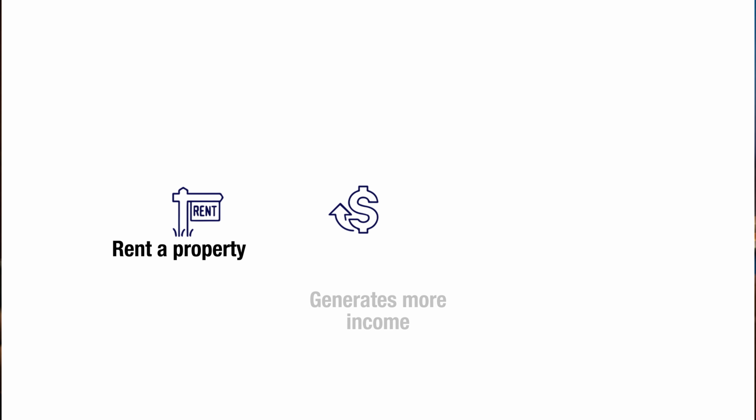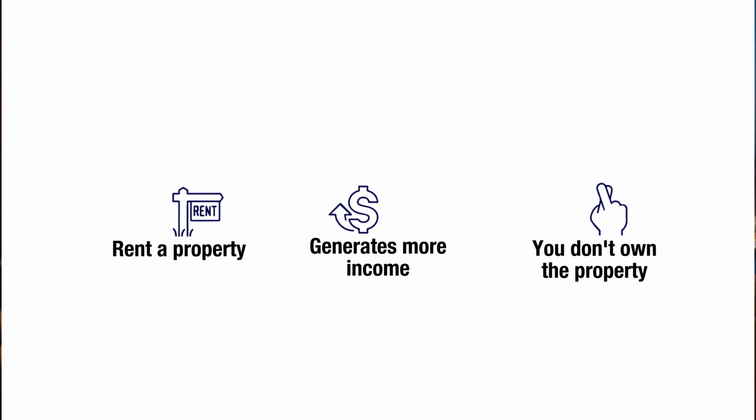So at its simplest, rent-to-rent is exactly what it sounds like. You rent the property with the landlord's permission and you operate it in a way that generates more income than you're paying out. You don't own the property, you control it. That's exactly why a lot of people start with rent-to-rent, especially if they don't have a big deposit or they don't want to buy a property straight away.